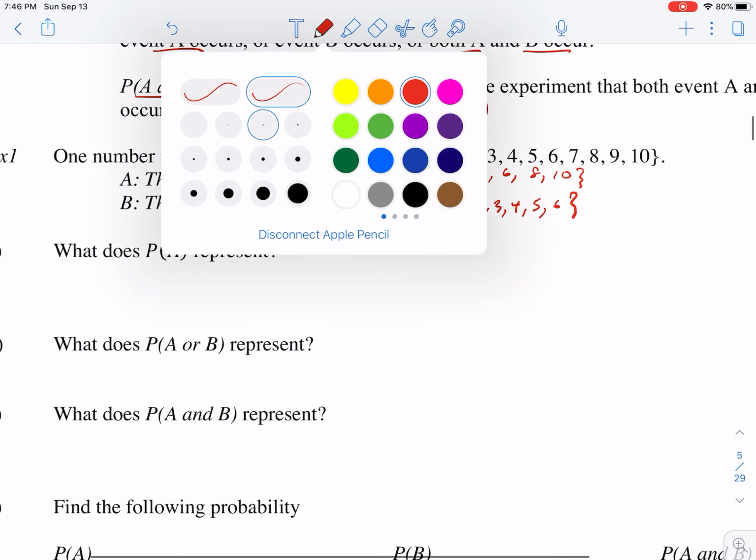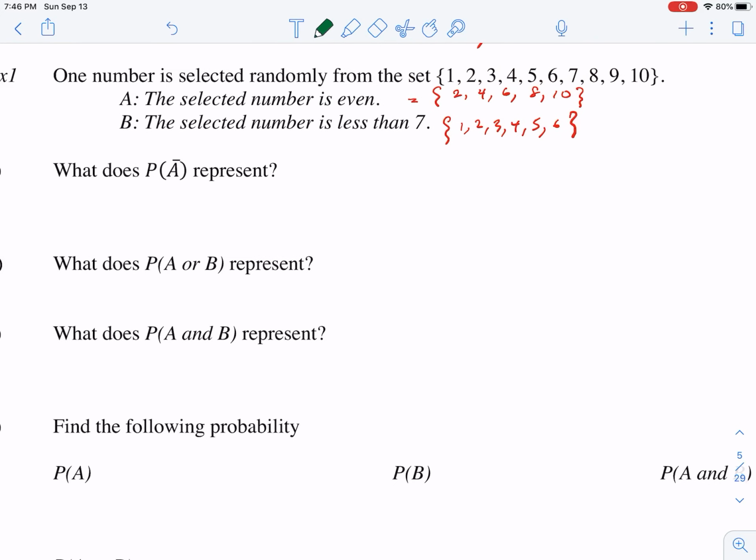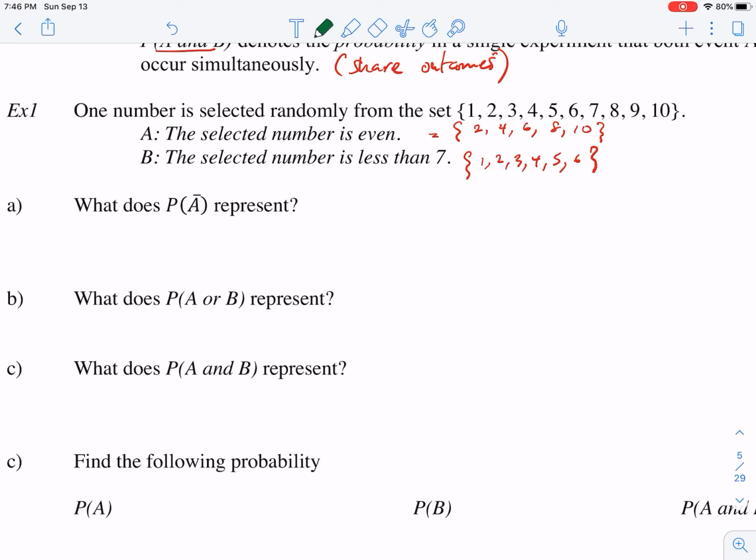Before we answer some of the probability questions, we should get familiar with the notation. If A denotes that the selected number is even, then A bar is the event that the selected number is not even. Therefore, P of A bar represents the probability that the selected number is not even, and if it's not even, then that's odd, right?